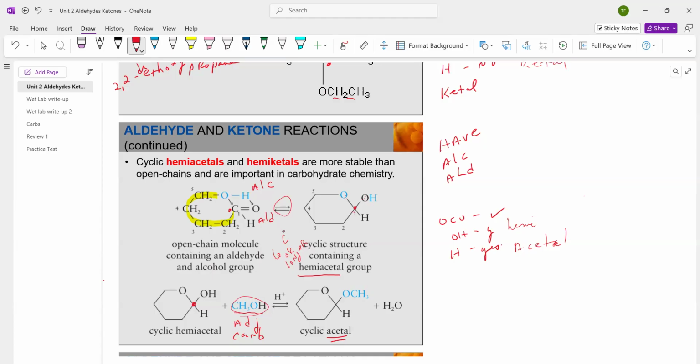So let's analyze this. We have OCO. We have H is present. And we have OH is no. So that means this is an acetal.